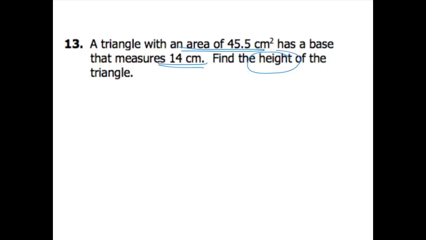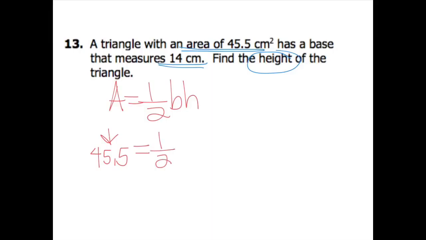So now what are we going to do? Well, height is what we're looking for. Area is what we're given. So let's start off by writing a formula for the area of a triangle. Here we go. Area is equal to 1/2 the base times the height. What are we given? We're given area. So we're going to substitute in 45.5 for the area, is equal to 1/2. They give us the base, which is 14, but they don't give us h. Let's go ahead and solve this for h.